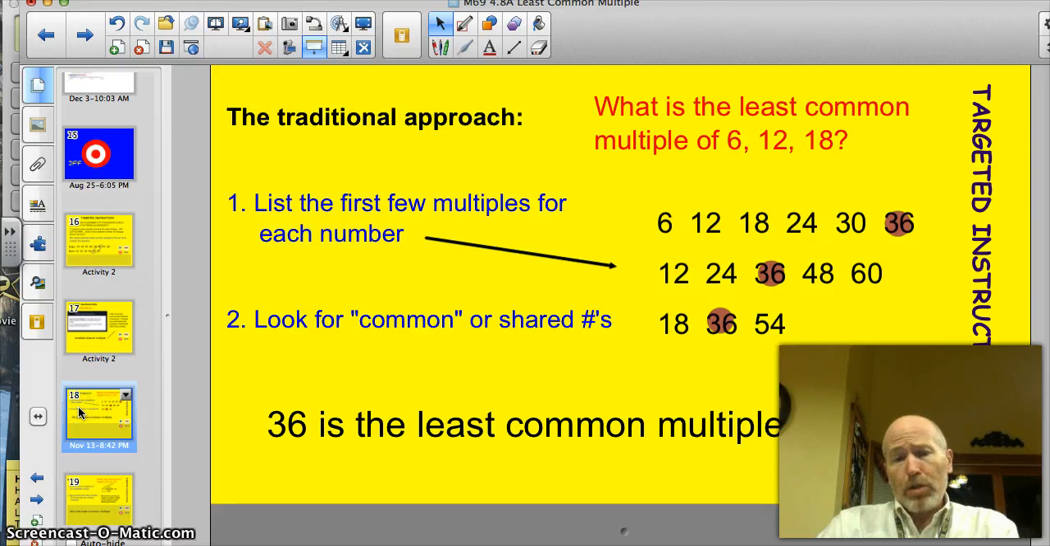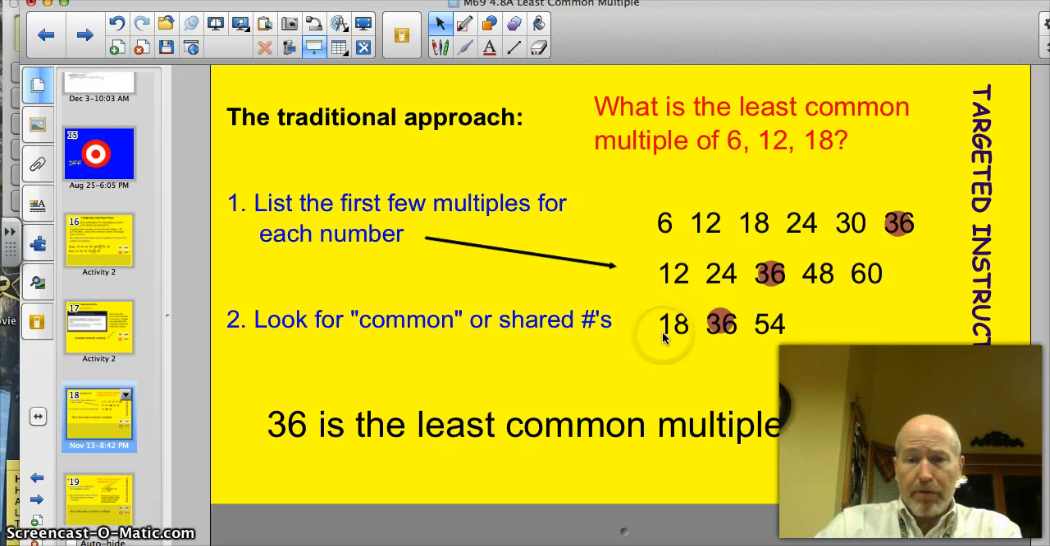There's a couple of approaches to it. Here's the traditional approach, and there's nothing wrong with it. Here's the question. What is the least common multiple of 6, 12, and 18? Well, you just list a few multiples for each number. So here's what I did. 6, 12, 18, 30, 36. And I listed a few for 12. 12, 24, 36, 48, and 60.